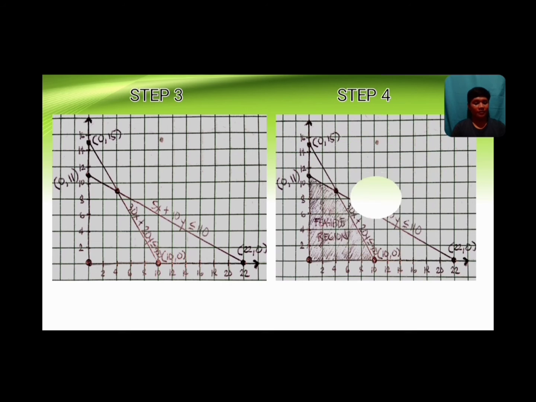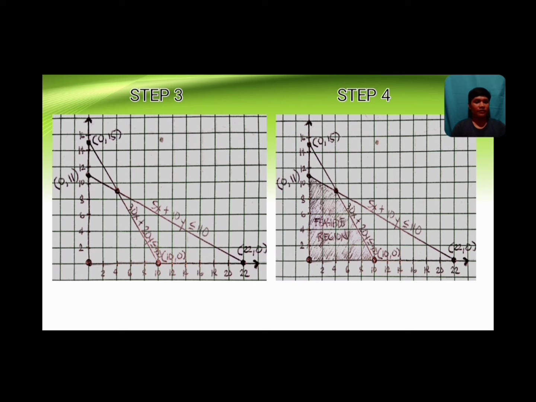So step 3 is to determine the valid side of each constraint line. So now we put the two lines connecting the two constraints so that we get the points, so the maximum points as well. So the graph represents step 3. We have here step 4. Step 4 is to identify the feasible region.